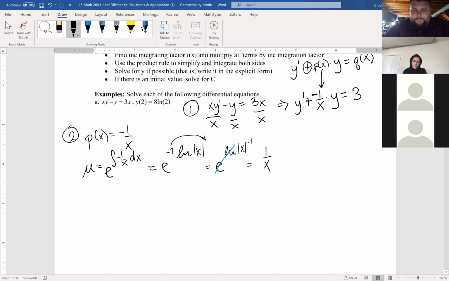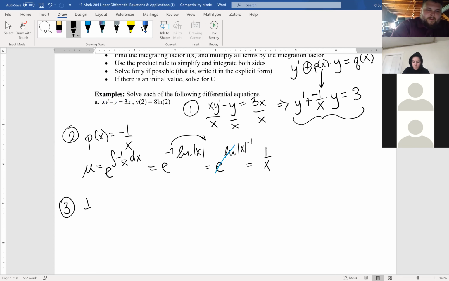All right. So what do we do with that? Well, the next step is to take the integrating factor and multiply it by the original equation in the correct form. So that was this right here. This is the equation in the correct form. I'm going to take that and multiply everything there by 1 over x.